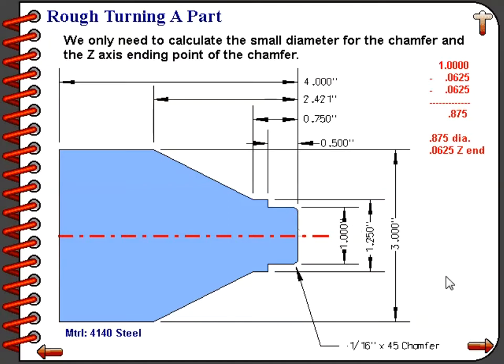To do this, we are going to work from our 1-inch diameter, which is where that 1/16 by 45 degree chamfer is. So we'll start out with the 1-inch diameter, and we will subtract 0.0625, and again we'll subtract 0.0625, which gives us 0.875, and that would be the starting diameter of that chamfer. And the chamfer is a 45 degree chamfer, so I know that its length and height are identical, as we learned earlier on 45 degree chamfers. So I know that the z endpoint of that chamfer would be z minus 0.0625.